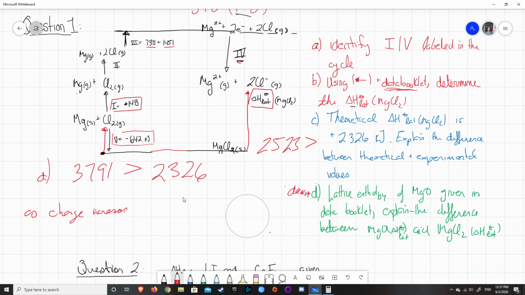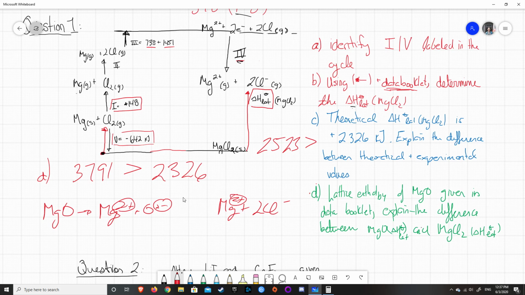So let's look at what we're dealing with here. We're dealing with MgO, which if we break it down into its ions is Mg2+ and O2-, and we've got Mg2+ and 2 Cl-. If we compare the charges first, 2+, 2-, 2+, 1-. Therefore this has a larger charge, which equals increased ionic bond strength. So larger charge could be one reason why the lattice enthalpy is increased.